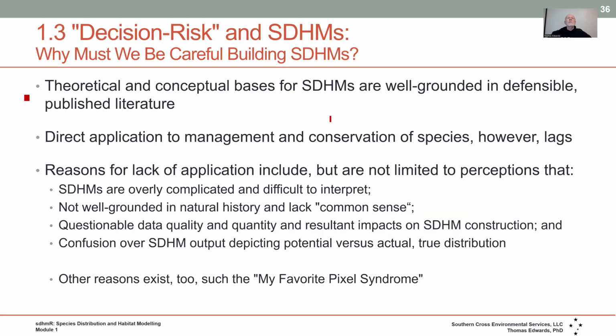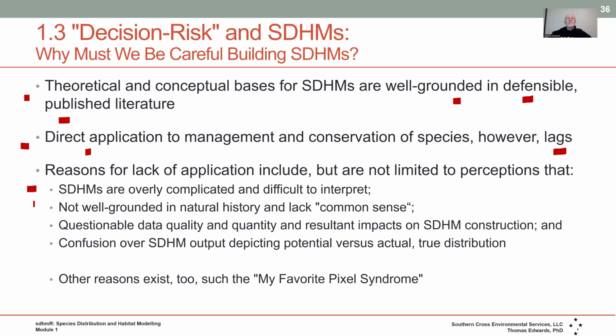Now, the theoretical and conceptual bases for distribution models are well grounded in defensible published literature. There can be absolutely no argument over that. One of the more curious aspects of distribution models, however, is that direct application to management and conservation of species lags somewhat. Why this happens is related to perceptions. And these are not limited to the ones I show below, but they are reasons for a lack of application.